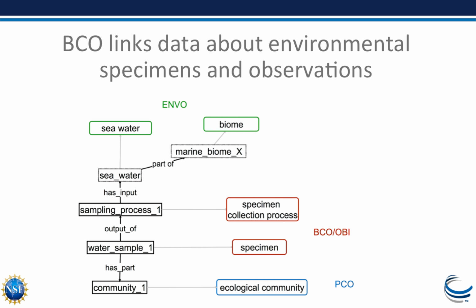So here's just an example of some instances that would come from that. We would have a spreadsheet that would be listing the sampling process, the water sample, and the community. It might not actually explicitly list the sampling process, but it will list a date. And because there's a date and a sample, we know that some sampling process had to occur. Because we know that the water sample was of seawater, we can describe that as the input, as the instance of the ENVO class of seawater that's part of some marine biome. And so that's essentially the kind of work that the BCO is used for.